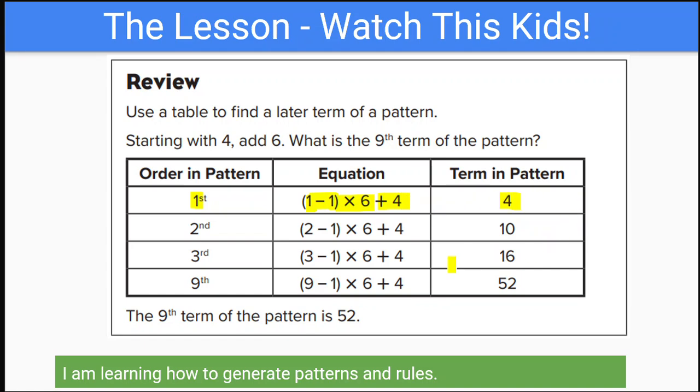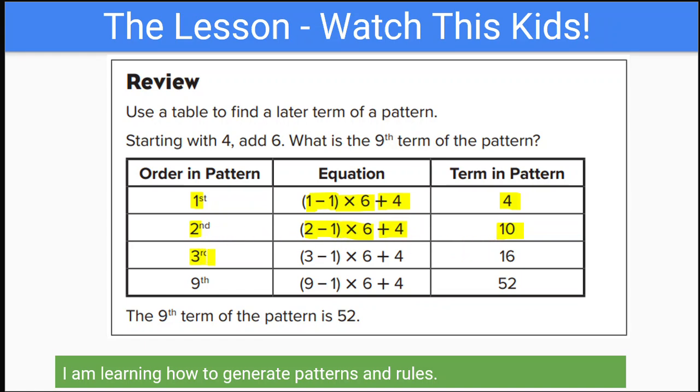Okay, so that's the pattern for this right here. Now in the second order in the pattern, the second one, they use a 2 right here. Okay, so we do the same thing again. What's in the parentheses gets done first. You could just go left to right in this case though. But 2 minus 1 is 1. Okay, times 6. Well, 1 times 6 is 6. And then you want to add 4. So that gave you 10. All right, so that was the second one in the pattern.